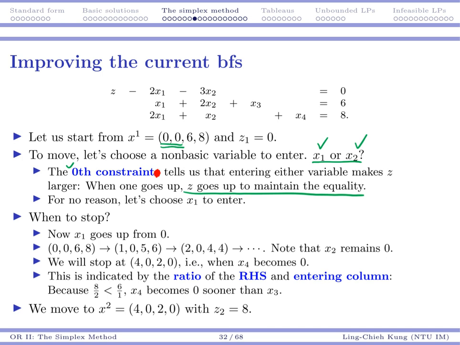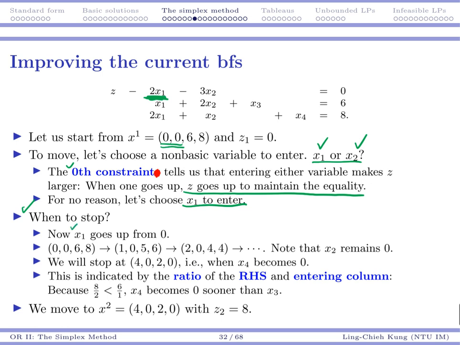But of course, we need to pick one. So let's assume we will choose x1 to enter. You may want to ask, what's the point of not choosing x2? Because choosing x2 seems to be better. But very quickly, we will show you why it is not always the case. All right, so if we want to increase x1, let's see what's going to happen, and let's see how to select a leaving variable.